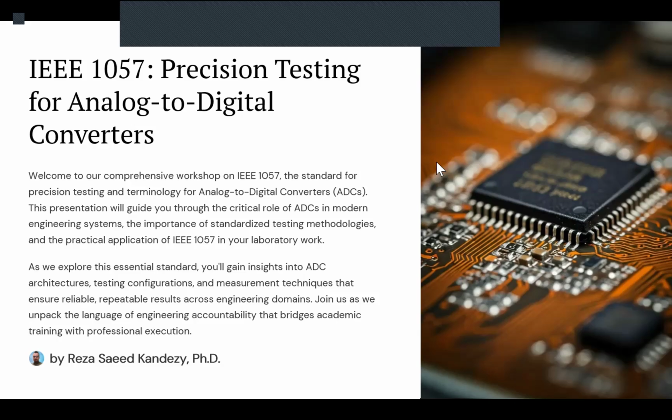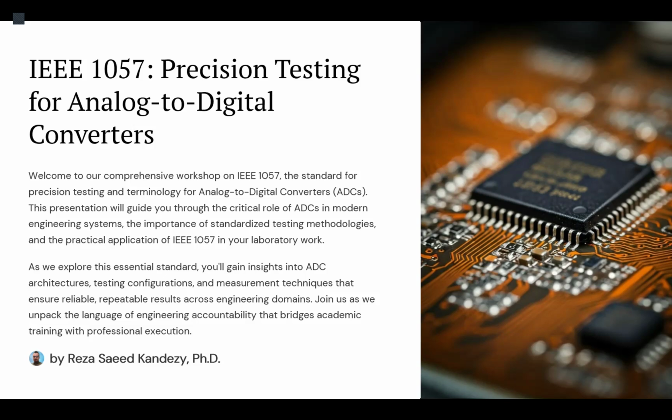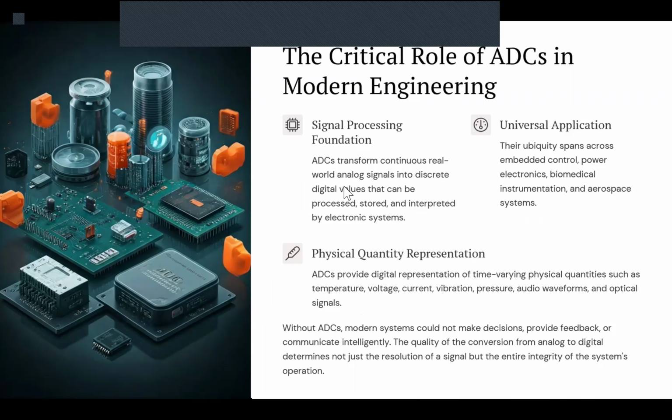Good morning, everyone. I'm Reza Said Kandezi, and today we are going to talk about precision testing for analog to digital converters, and we are going to use IEEE 1057 as the framework. In this discussion, we are going to talk about the ADC architecture, how we have to develop the testing configuration, and measurement techniques so we could make sure that we have a reliable and repeatable testing procedure and result.